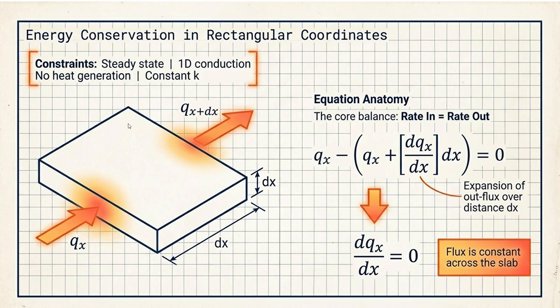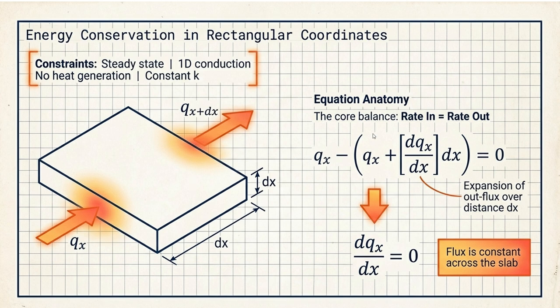So this is an example of energy conservation in rectangular coordinate system, and as you can see, we have used Cartesian coordinate system. So the assumptions we have used are: steady state system, hence accumulation is zero, and 1D conduction. That's why it's in Cartesian coordinates. The heat is only traveling or changing in the x direction. No heat generation. We are not assuming any generation of heat in this slab, and we have assumed the thermal conductivity of this material to be constant.